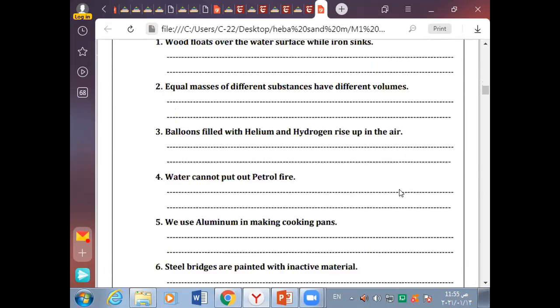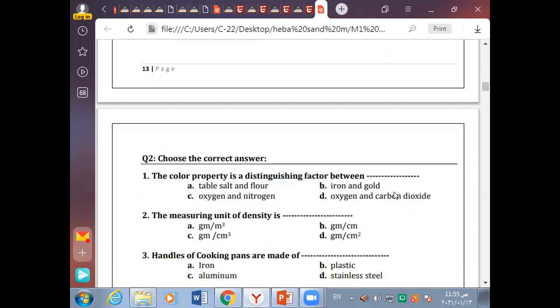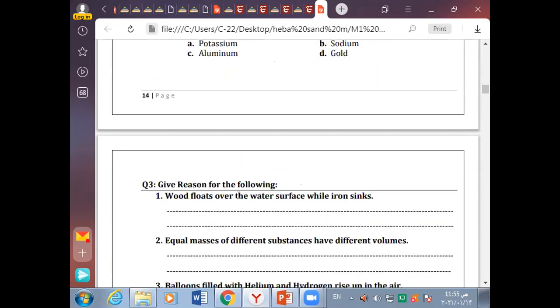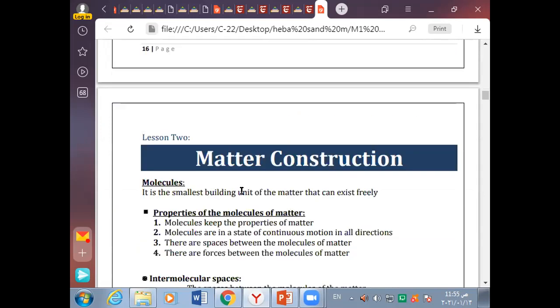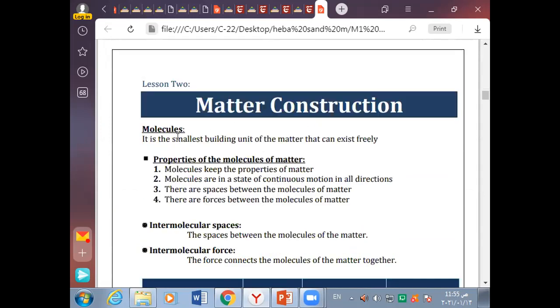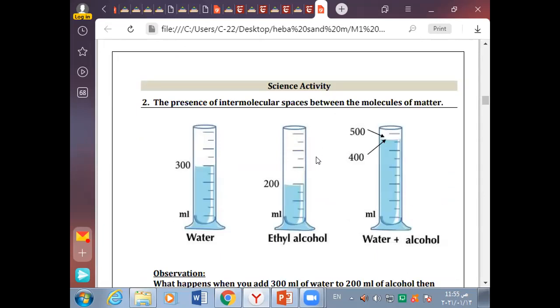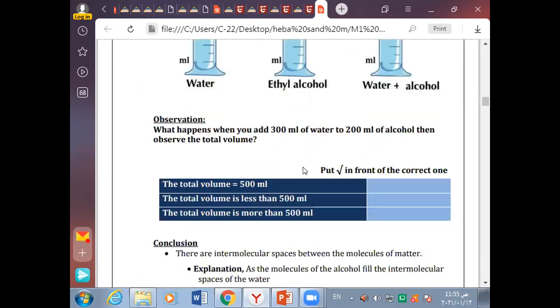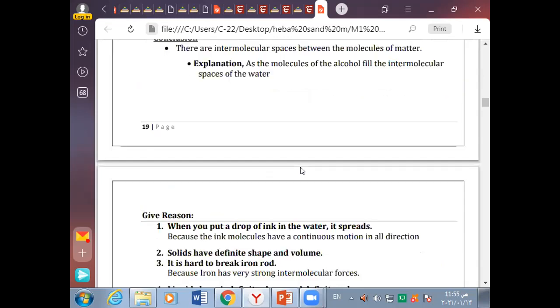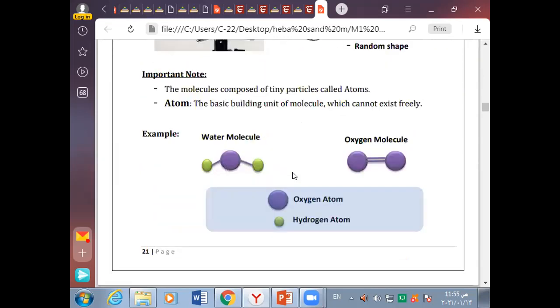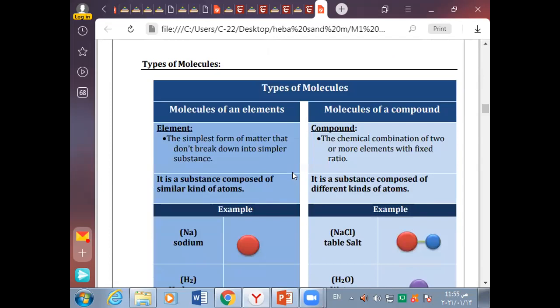Okay, this is exercise number 1. We have finished together before these exercises. Let's continue lesson 2 about matter construction. Molecules: the smallest building unit of matter that can exist freely. Then properties of molecule: intermolecular forces, intermolecular spaces. Molecule of element, molecules of compound. What is the difference? This is similar atoms, this is different atoms.